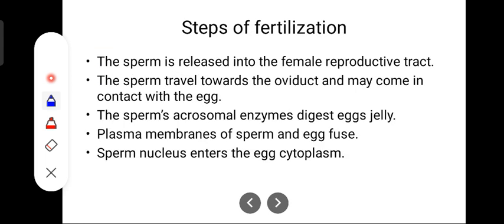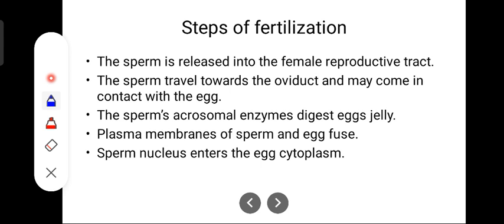Now let us discuss the steps of fertilization. The sperm is released into the female reproductive tract. First event, how it is released, that you know, through the penis. Then the sperm travel towards the oviduct and may come in contact with the egg. So it is not mandatory that a particular sperm will come in contact with the egg.